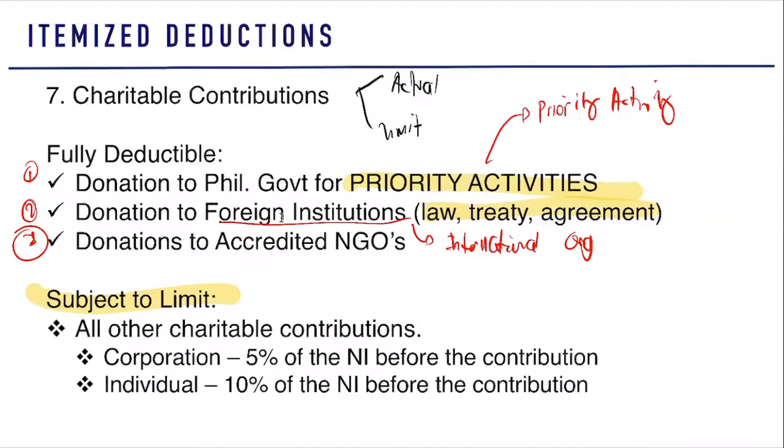Lastly, donations to accredited NGOs. Your main concern here is that it must be an accredited NGO. Okay. So what is our mnemonic here? We have PFA: Philippine Government for Priority Activities. So Philippine Priority Activities, foreign institutions, and accredited NGOs. Take note, the NGOs must be accredited.